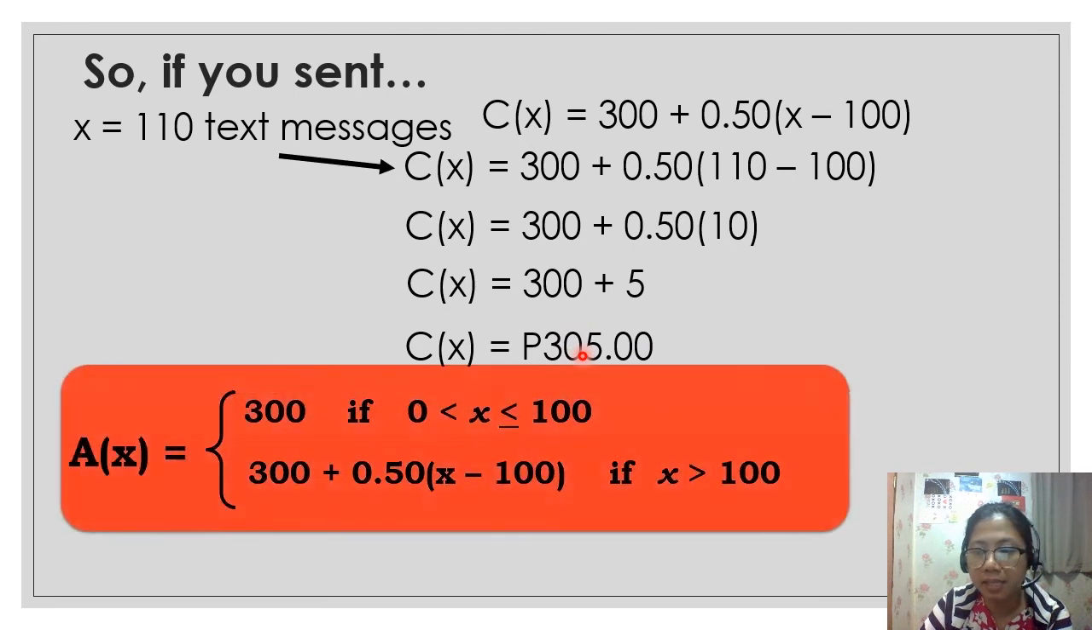Hence, our mathematical model, the piecewise function c of x equals 300 if x is greater than 0 but is less than or equal to 100, and 300 plus 0.50 times the quantity x minus 100 if x is greater than 100, is correct.